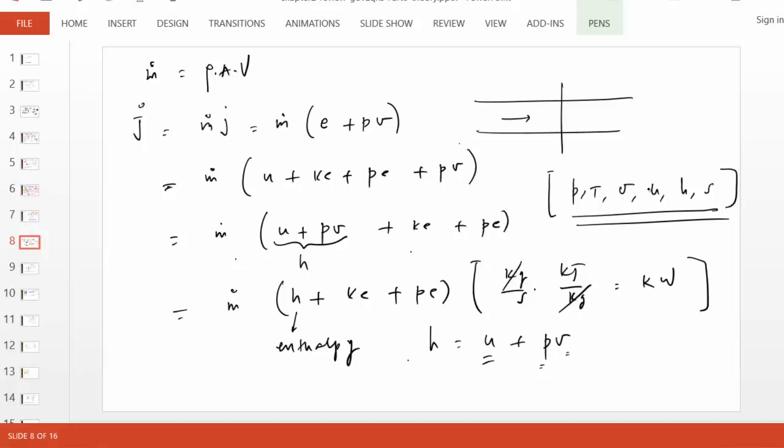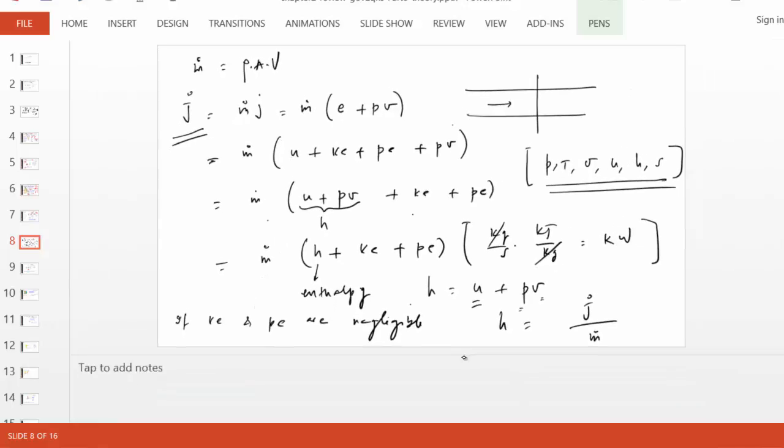So the J dot is called the rate of transport of flow energy. The other meaning of enthalpy can be obtained immediately, because you can see that if KE and PE are not so significant, then H represents the energy carried by the flow per unit mass. In other words, if KE and PE are negligible, H equals J dot by m dot. So that gives a nice physical meaning to H, enthalpy.